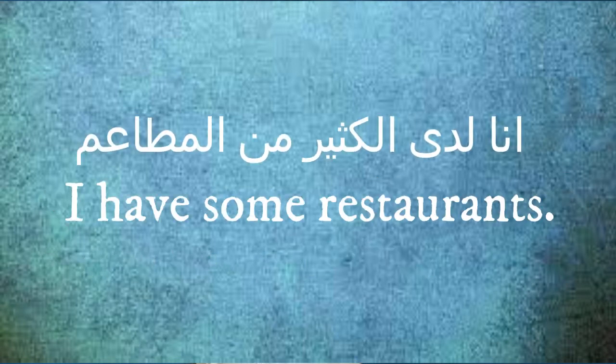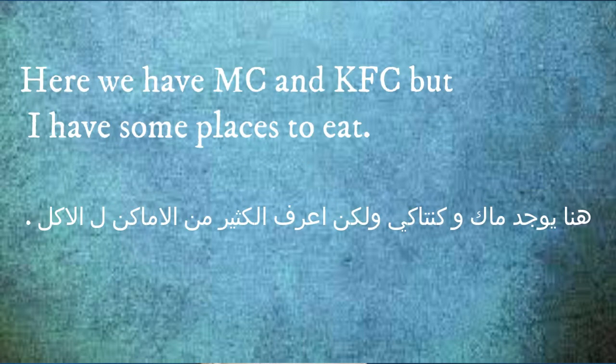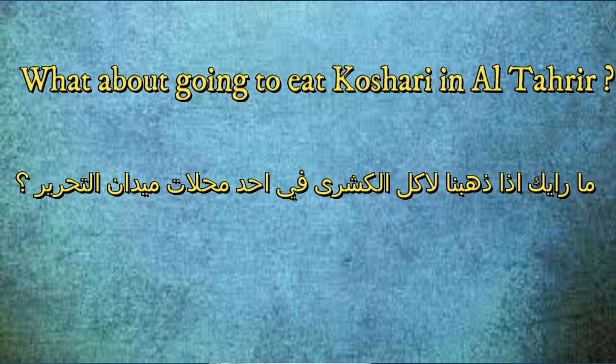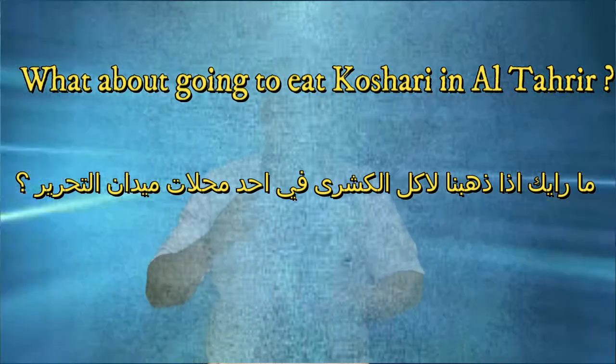"I have some restaurants for you. Here we have McDonald's and Kentucky, but I have some places to eat. Can I take you to..." For example, if you want to take him to eat one of the most popular dishes here in Egypt, like kushari, you have to say to him, for example, "What about going to eat kushari in Al-Tahrir Square?"